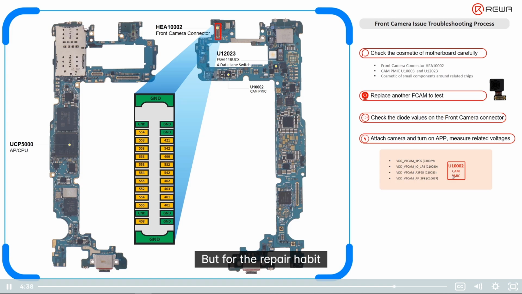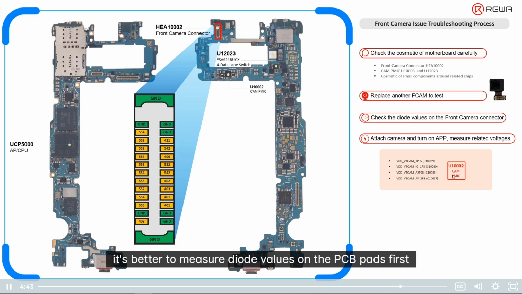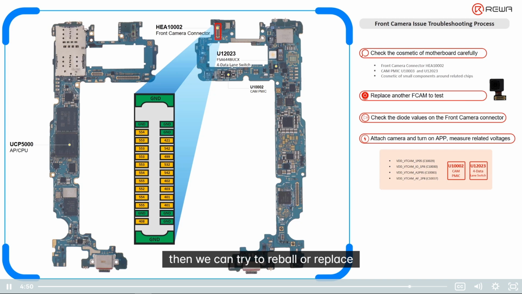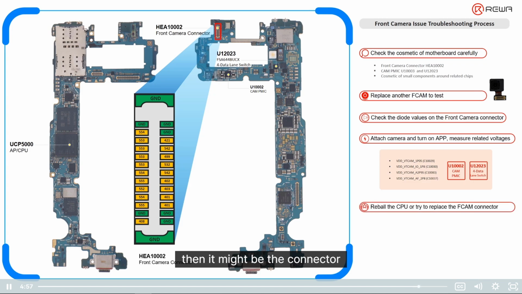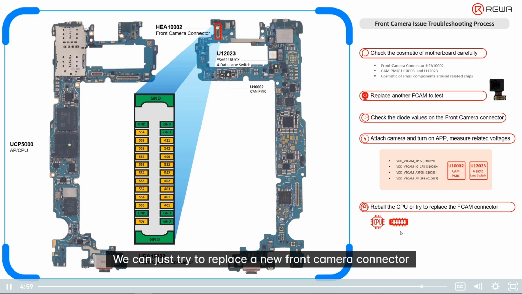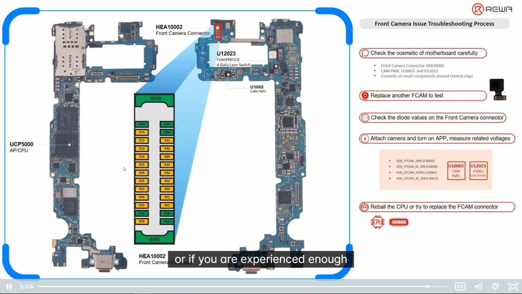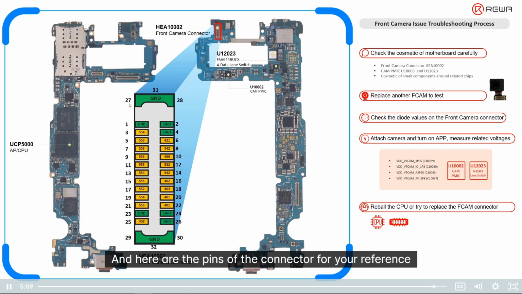But as a repair habit, before you replace the camera PMIC, it's better to measure the data values on the PCB pad first. After that, if the issue is still unresolved, then we can try to reball or replace the 4 data lane switch. After that, if still unresolved, then it might be a connector or CPU problem. So we can try to replace a new front camera connector, or if you are experienced enough, you can try to reball the CPU. And here are the pins of the connector for your reference.